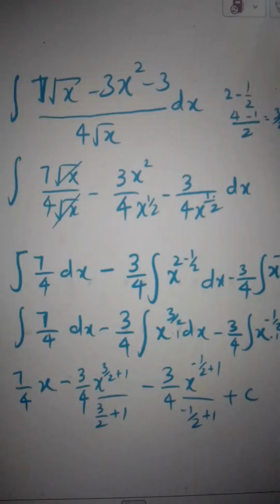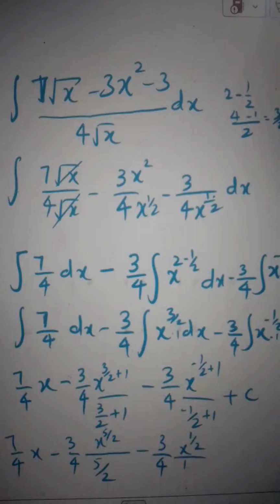After that, this simplifies as 7 by 4 x. This remains like this, 3 by 4, and here you see that x power 3 by 2 plus 1 will be 5 by 2. Minus 3 by 4 x power minus 1 by 2 plus 1 is 1 by 2, and the denominator will be 1 by 2, plus c.